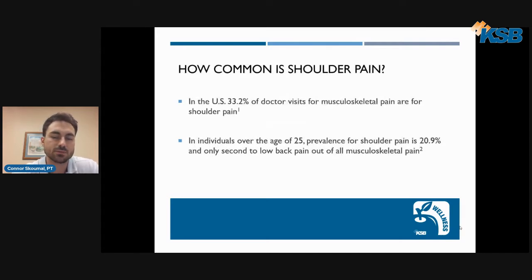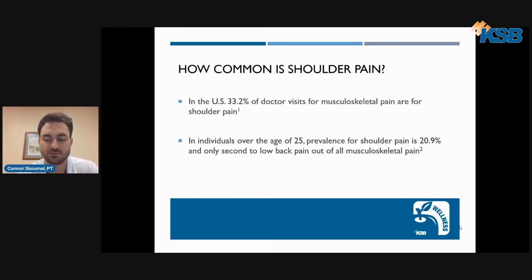So how common is shoulder pain? I know personally I've been practicing now for 2 years as a clinician, and shoulder pain is definitely the second most common impairment that I see behind low back pain, and that corresponds to some of the information that I found. As of 2016 in the US, 33.2% of doctor visits for musculoskeletal pain are for shoulder pain. And in individuals over the age of 25, the prevalence for shoulder pain is 20.9%, second only to low back pain out of all musculoskeletal pain.